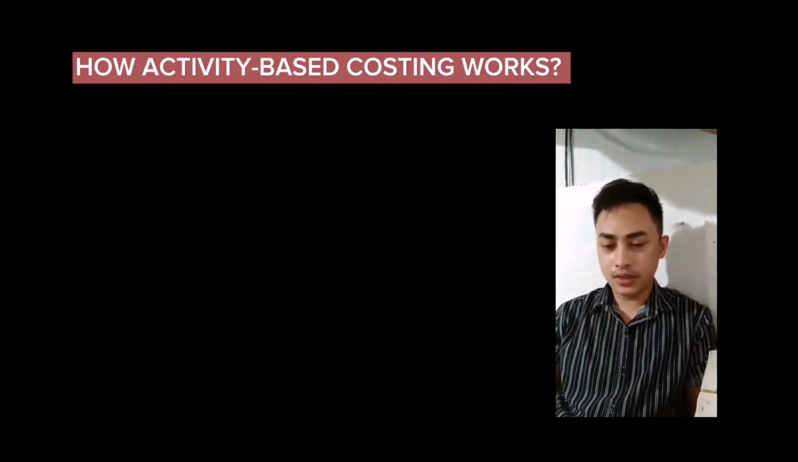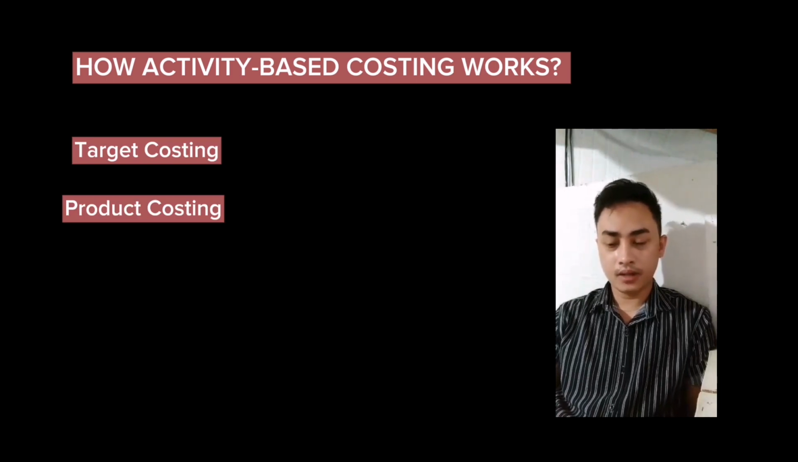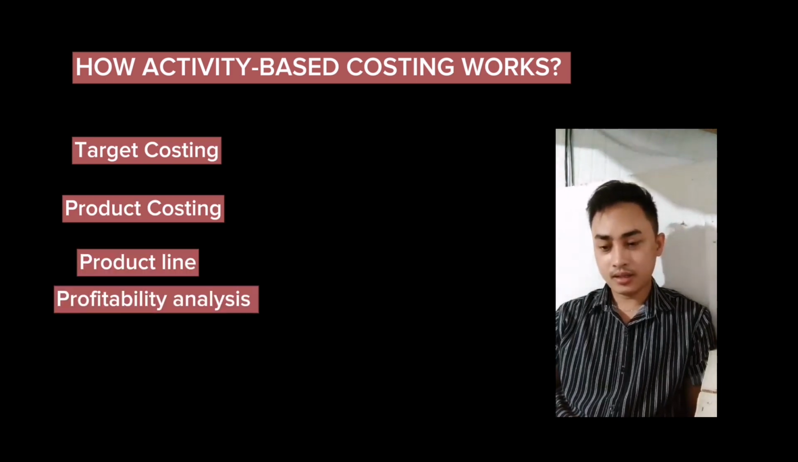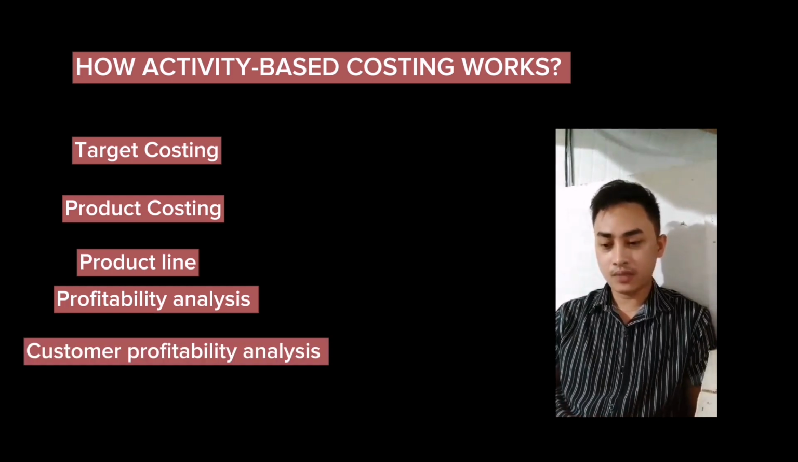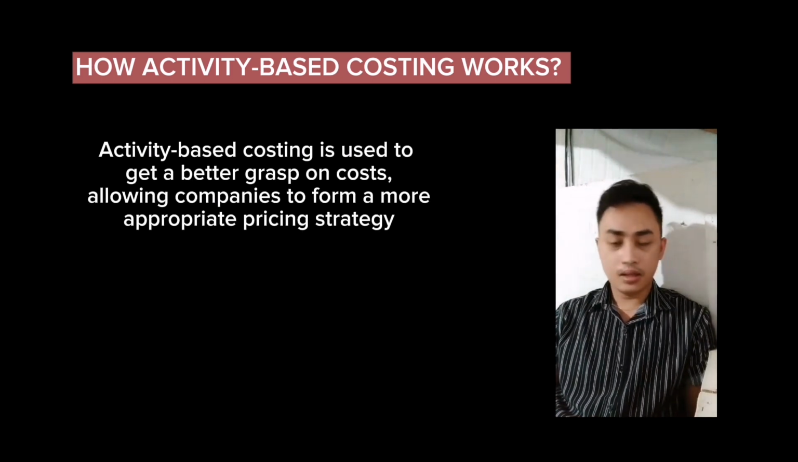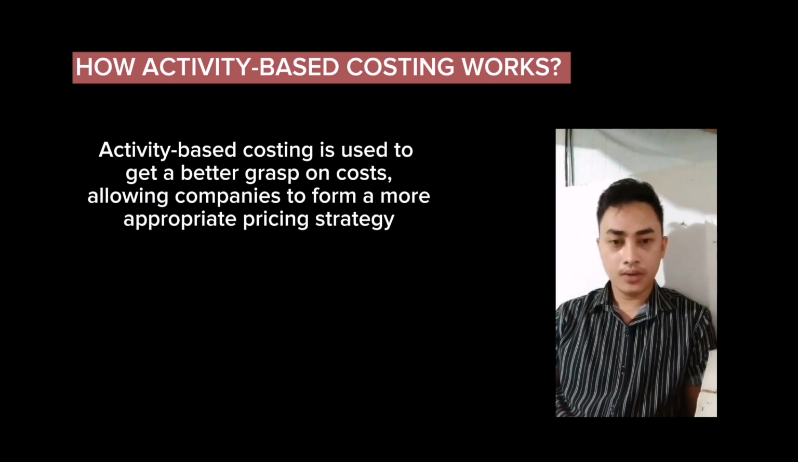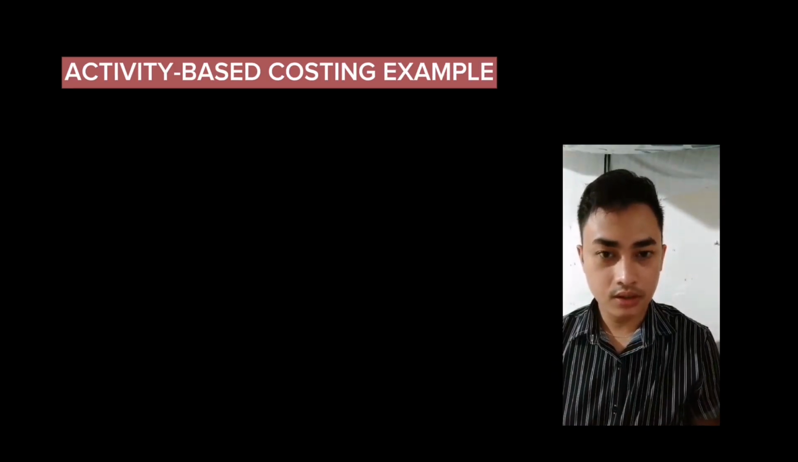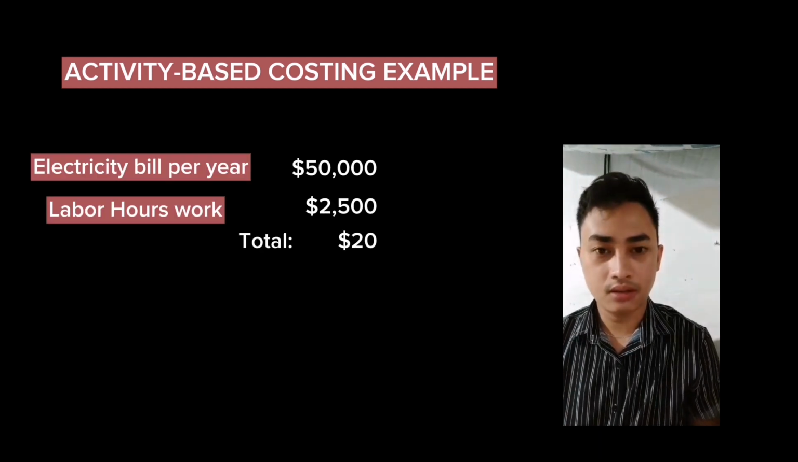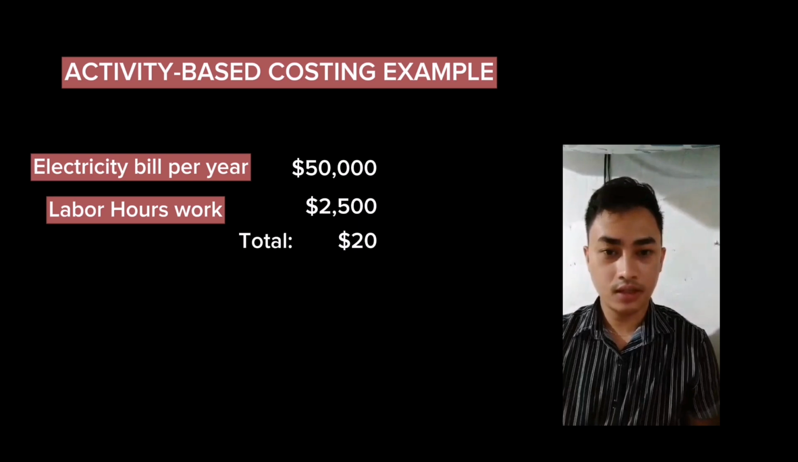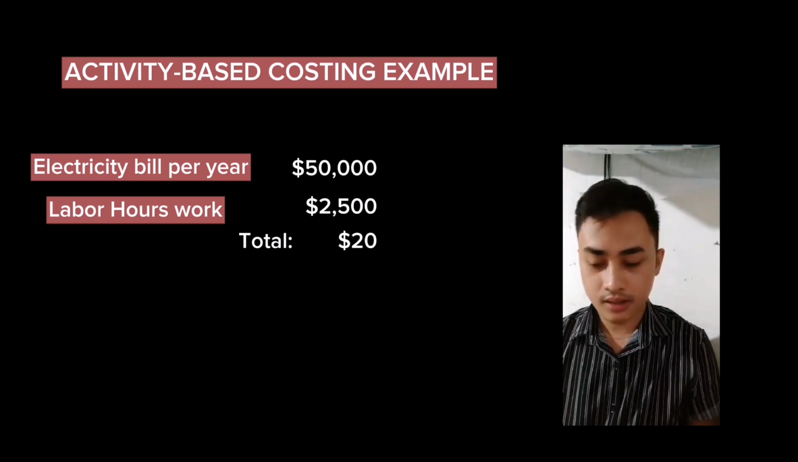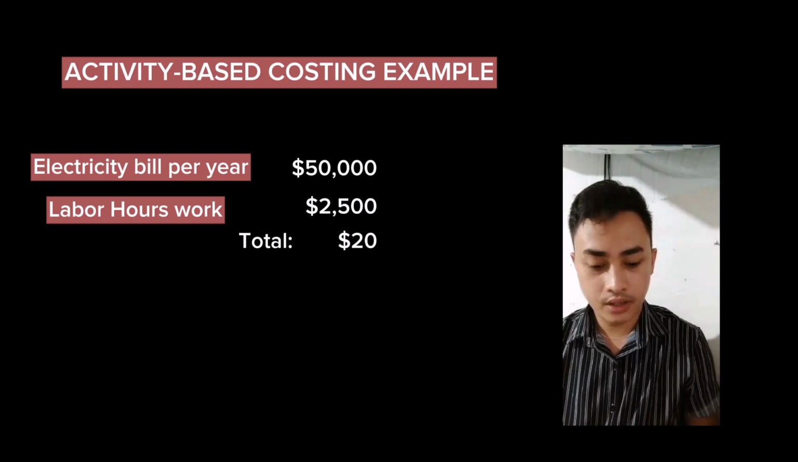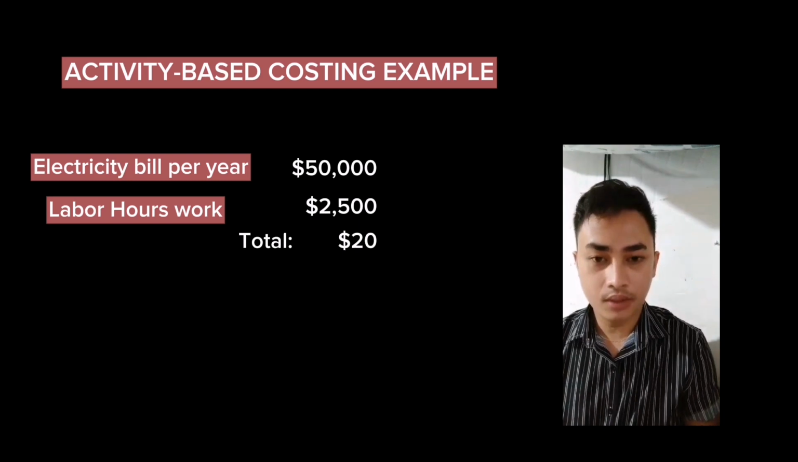This costing system is used in target costing, product line profitability analysis, customer profitability analysis, and service pricing. Activity-based costing is used to grasp on cost, allowing companies to form a more appropriate pricing strategy. As an activity-based costing example, consider company ABC has a $50,000 per year electricity bill. The number of labor hours has a direct impact on the electric bill. For the year, there were 2,500 labor hours worked, which in this example is the cost driver.